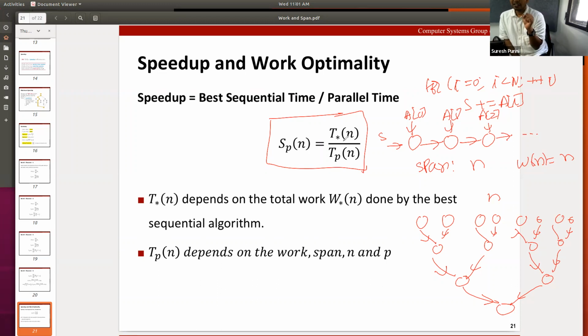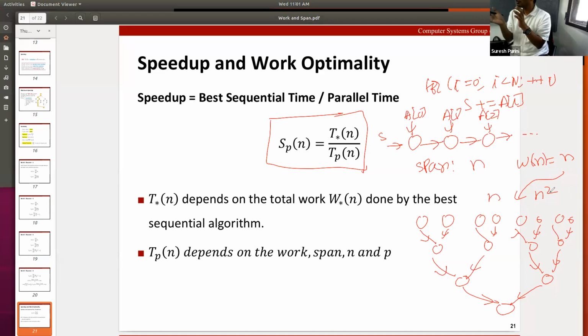The point here is, when you want to parallelize things, keep a note on this. You want to reduce the span in order to expose parallelism, but during this process, instead of doing N work, you may end up doing N square work or N log N work. You increase the work, but you gain by decreasing span. Are you all with me here?